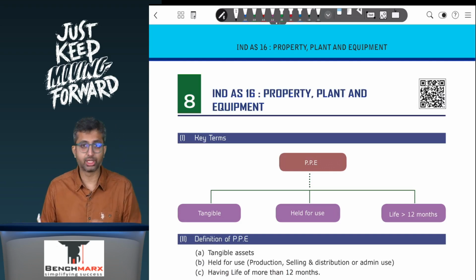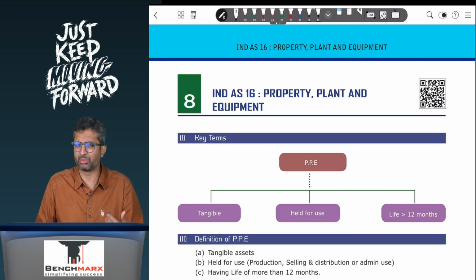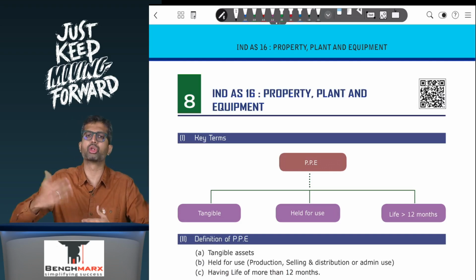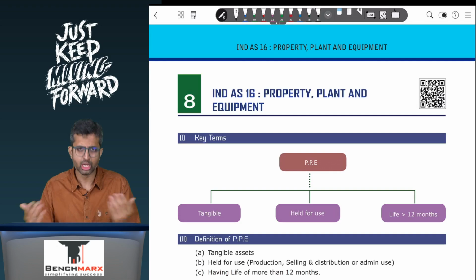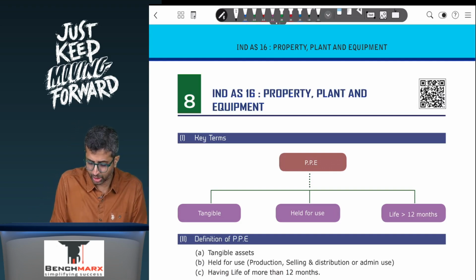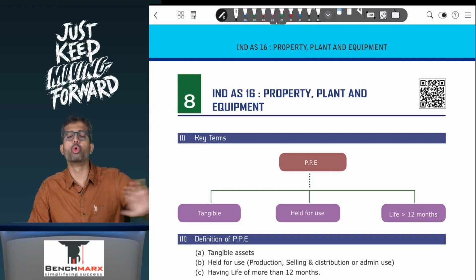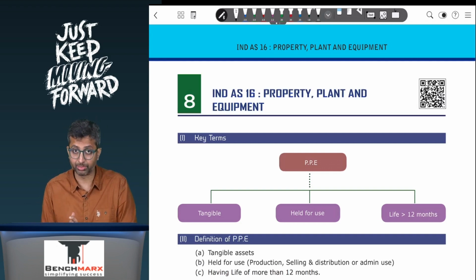Okay, so over here, the life should be more than 12 months. If it is less than 12 months, like a consumable, for example, we don't put this into the PPE criteria because a PPE will usually be depreciated over more than 12 months. So these are the three main conditions: tangible items held for use and having a life of more than 12 months. Second, what is scope exclusion? What is not included in PPE?